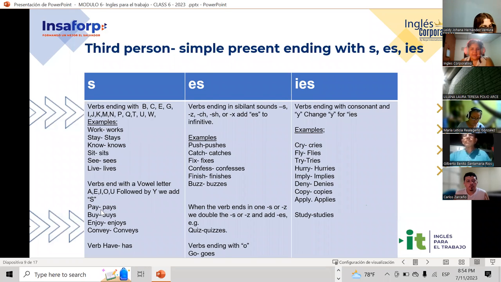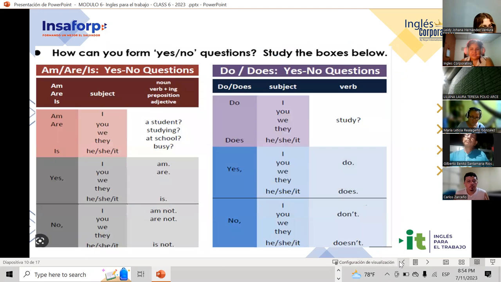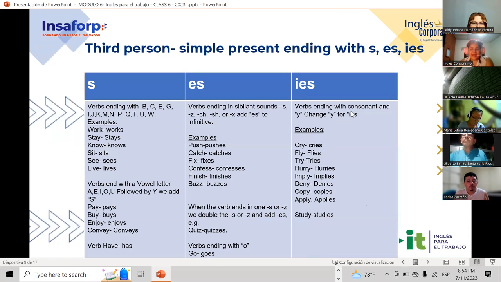Okay. But the verbs ending with a consonant plus Y change to IES. Look at the difference. For example, cry: it is one consonant before the Y, right? That is why we add IES. Okay. We remove the Y and we add IES.